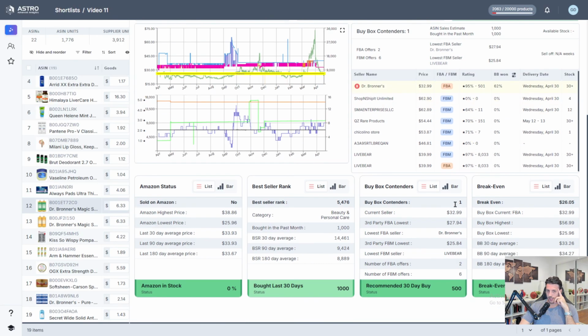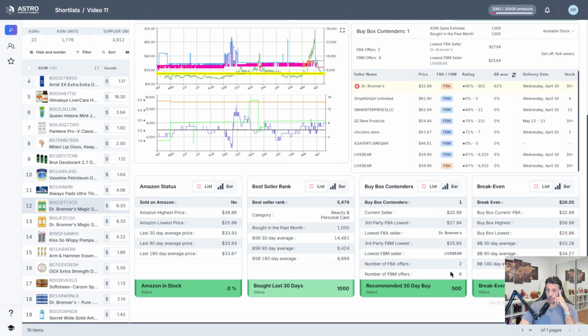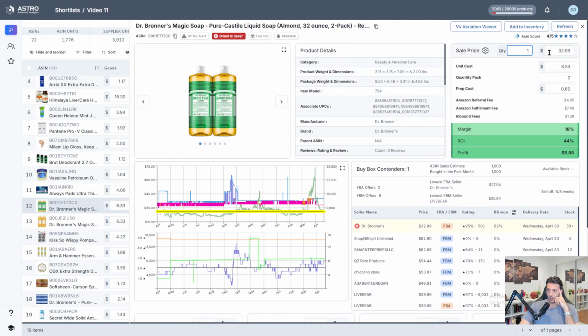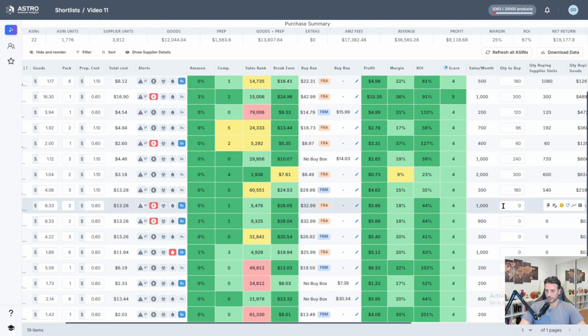I wouldn't buy too many of these, just 60 or 120 to test it out initially, even though the recommendation is to buy much, much more. Very profitable on its own. Heaps of profit. Yeah, I'd probably just go with 120 for now.